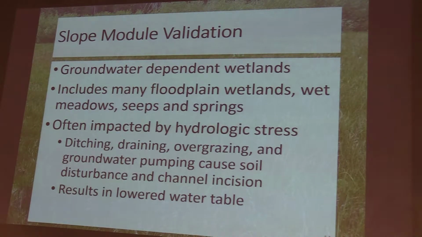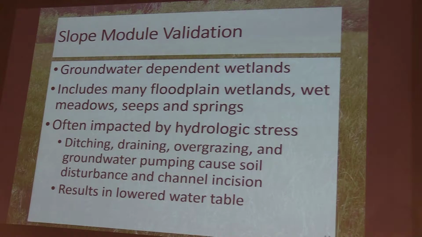So we're going to move on to the slope module. Slope wetlands, as Sarah mentioned, include several subtypes. Wet meadows, both channeled or non-channeled. Seeps and springs, where groundwater emerges, usually on a hill slope. And forested slope wetlands, which are groundwater-dependent wetlands with trees, and often include a lot of floodplains. So a lot of large floodplains associated with riverine systems fall into the slope category.